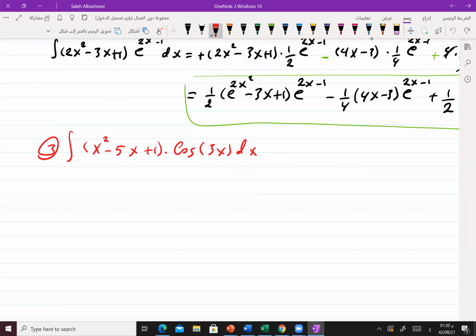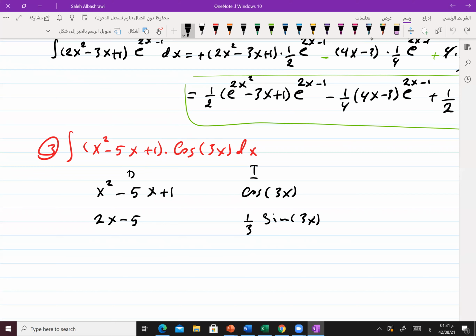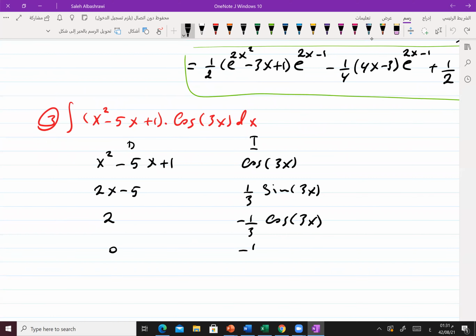So I'm going to choose the polynomial to be u, the one that I'm going to differentiate. x squared minus 5x plus 1, and I have cosine 3x. Differentiate the first one and integrate the second one. So it is 2x minus 5, and the integration for the cosine will be 1/3 sine 3x. Differentiate again, I will have 2. Then the integration of 1/3 sine will give me minus 1/3 cosine. One more, 0 and minus 1 over 9, 1 over 27 sine 3x.